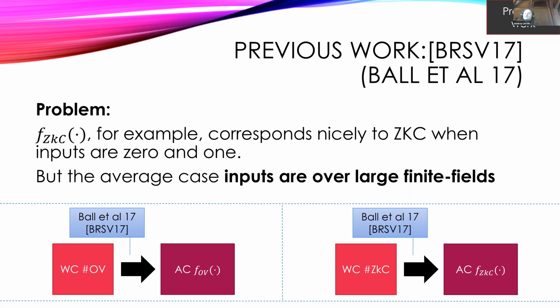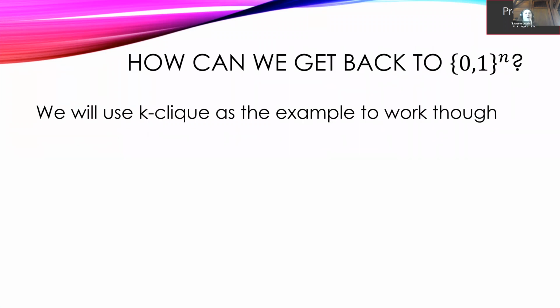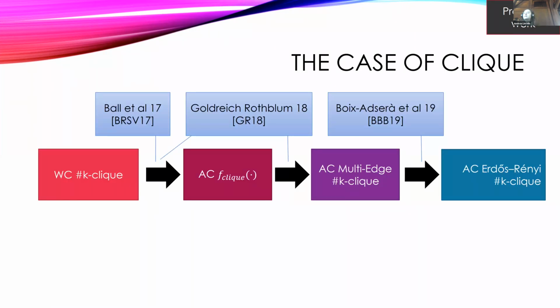So they're still able to do really cool things here, but the fact that these polynomials exactly match up suggests that if we could just get back to 0, 1, we'd be able to do something cool. So how do you get back to 0, 1? And we're going to use K-clique as the example to work through because there's this really nice line of work that does so. So Ball et al.